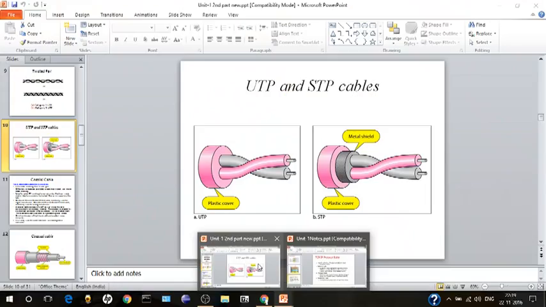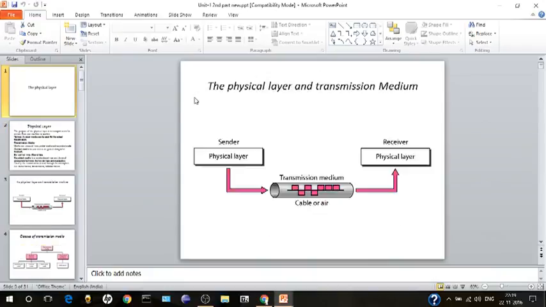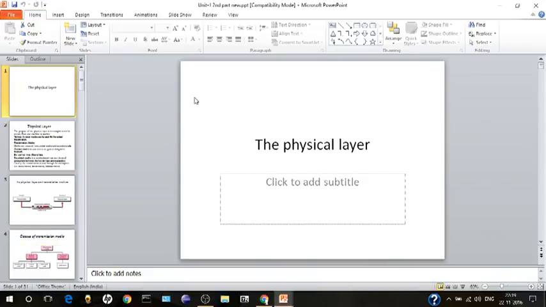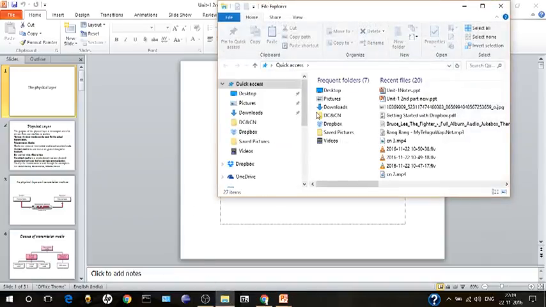Coming to the second part of unit 1, we have several things, but I'd like to cover only the important questions now. I'd like to explain the functions of the various layers, but I'm short on time, so I'm going to the next question. It's nothing but conversion of digital to analog.